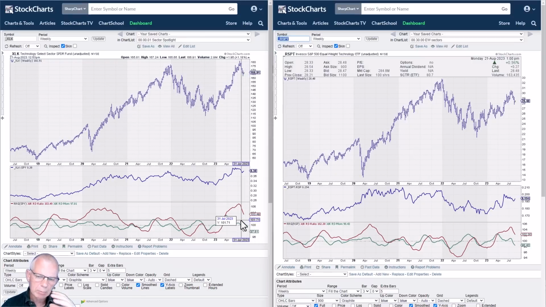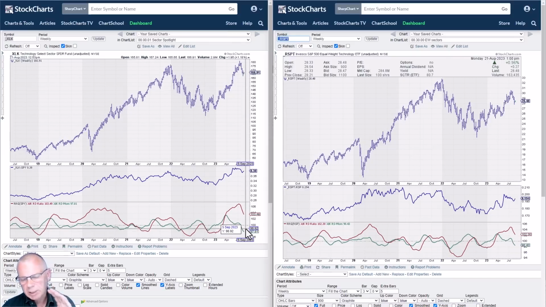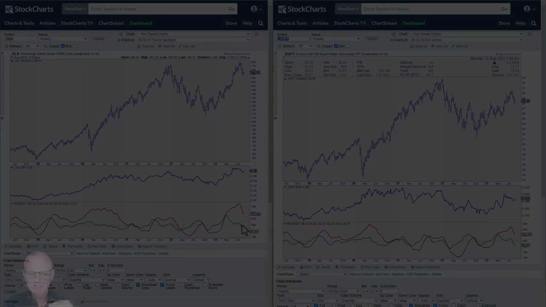So I would argue that XLK, the cap-weighted version, is actually the stronger one because it has a higher RS ratio reading, and with the steepness of the decline in momentum, XLK seems to be closer to turning back up inside that weakening quadrant, picking up new relative momentum, and potentially moving back towards the leading quadrant.